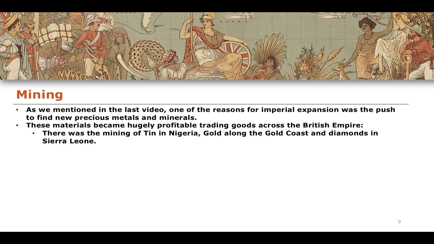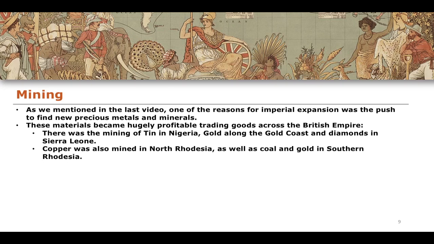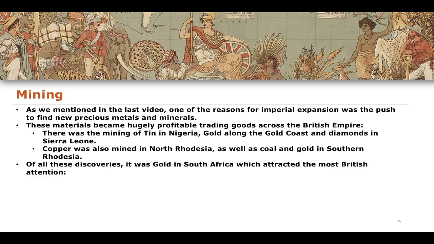So, for example, the mining of tin in Nigeria was very beneficial and very profitable. The mining of gold along the Gold Coast in Africa, diamonds in Sierra Leone, all of which were very valuable. Copper was mined in North Rhodesia. Coal and gold was mined in southern Rhodesia. Of all of these discoveries, the one that attracted the most attention from the British and from British private individuals was gold in South Africa. Gold deposits were found in Witwatersrand in 1886.